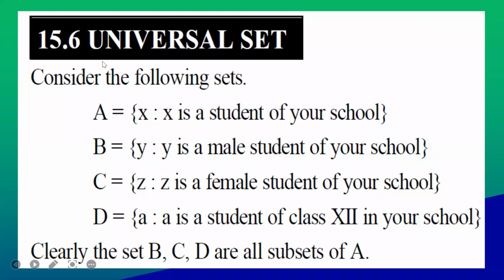Alright, so let's continue. We have now the universal set. Consider the following sets. Set A is equal to x such that x is a student at your school. B is equal to y such that y is a male student at your school. Set C is equal to z such that z is a female student at your school. And set D is equal to a such that a is a student of the last floor in your school. Clearly, the sets B, C, and D are all subsets of A. Okay, they all belong to set A.